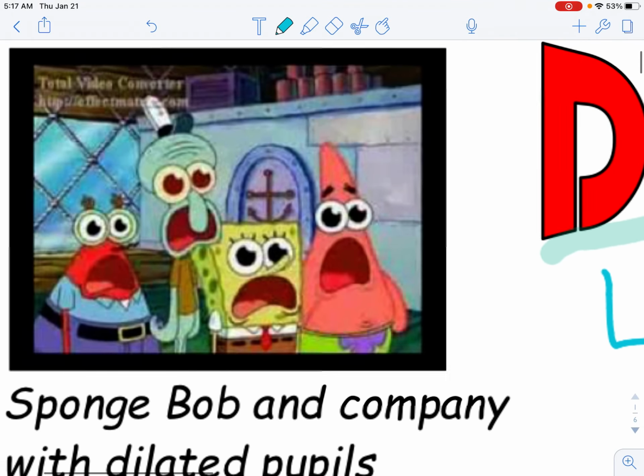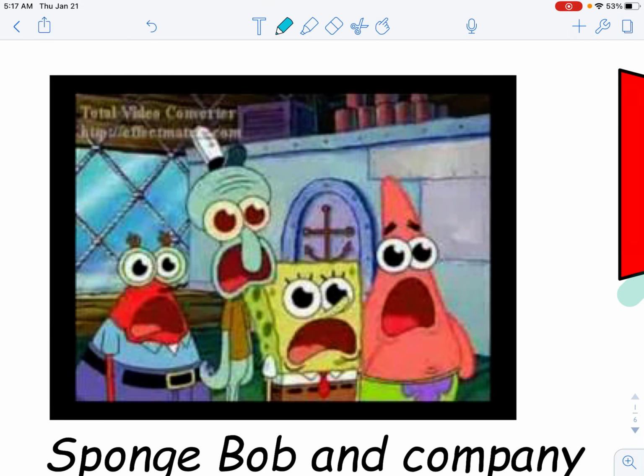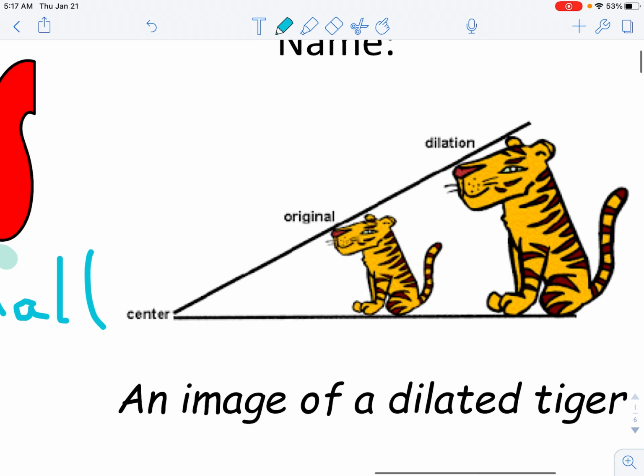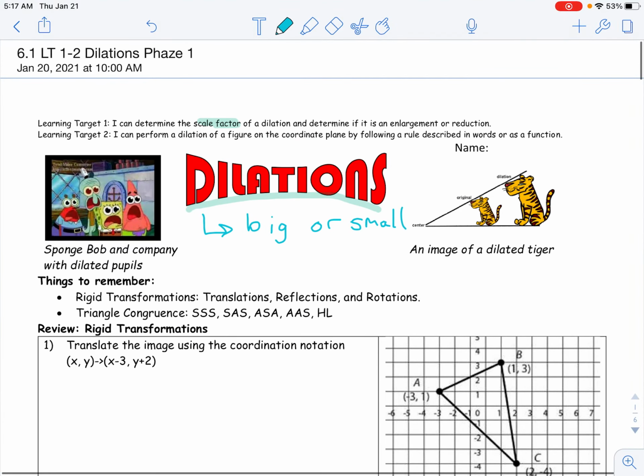And you guys might have ever gone to the doctor and they dilate your pupils so they can see better in your eyes and just inspect them, so on and so forth. Here's an example of dilating, enlarging a tiger. A lot of cool stuff right here.